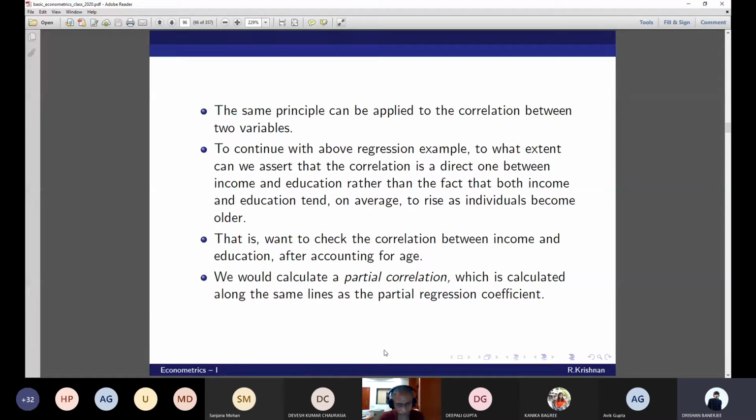Okay, so the third bullet point. We want to check the correlation between income and education after accounting for age, whatever role age may play. That particular correlation is called a partial correlation, which is calculated along the same lines as the partial regression coefficient. A partial regression coefficient is as good as a partial correlation only. That is why I repeatedly say we are not keeping others fixed. We are interested in a particular regression coefficient after taking into account whatever role the other variables may play.